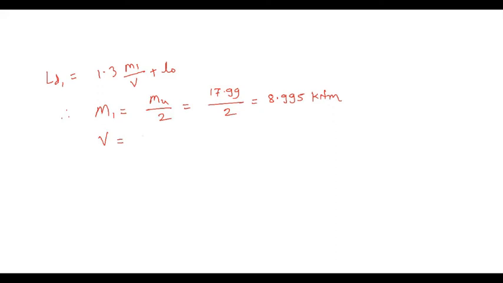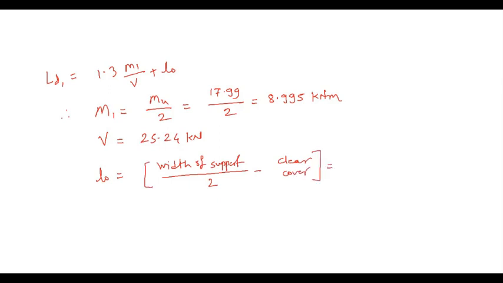It is something like 25.24 kilonewton. And L0 is equal to width of support divided by 2 minus clear cover. So just put the values. What is the width of support? It is 150. If it is not given, assume it. Minus clear cover is 15. So the value of L0 becomes 60.